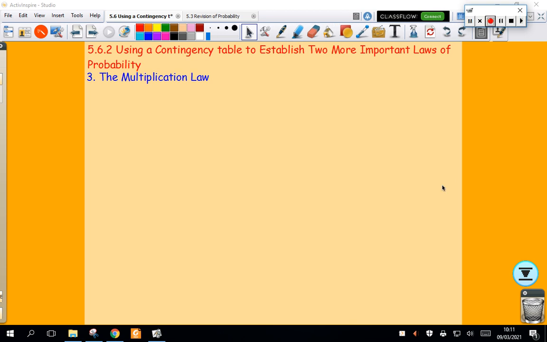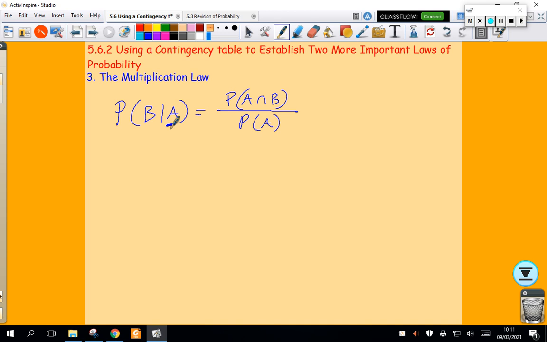Okay, in this lesson I'm going to use a contingency table to establish what's called the multiplication law. The multiplication law comes directly from the conditional probability law. The conditional probability law said the probability of B given A was equal to the probability of A intersection B divided by the probability of, what's the condition? A. So given that event A has occurred, what's the probability of event B occurring?